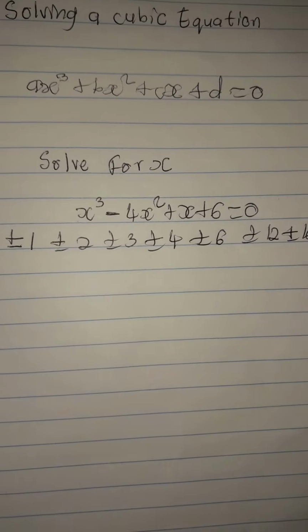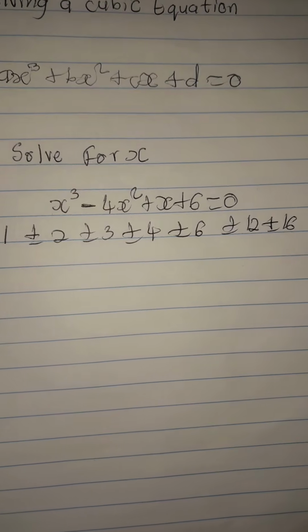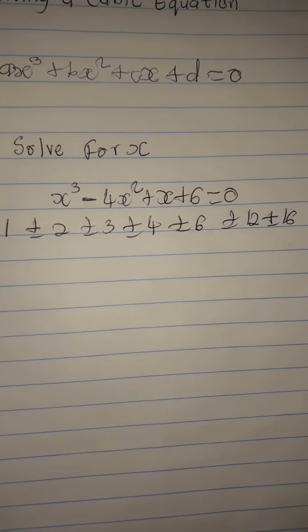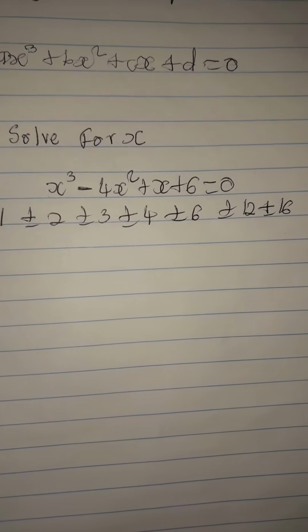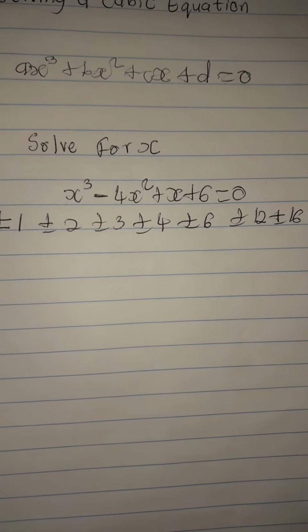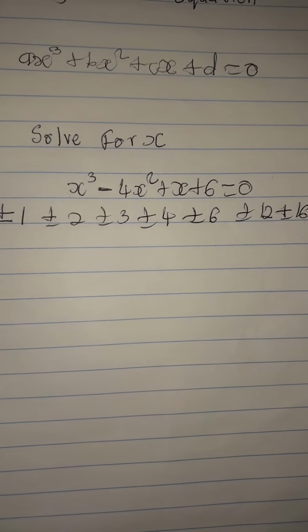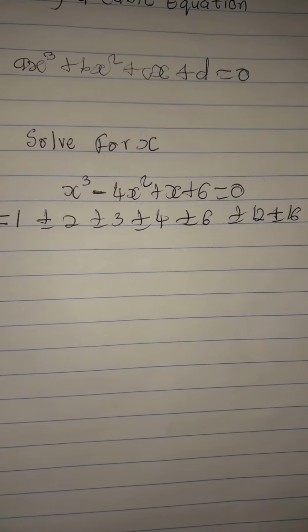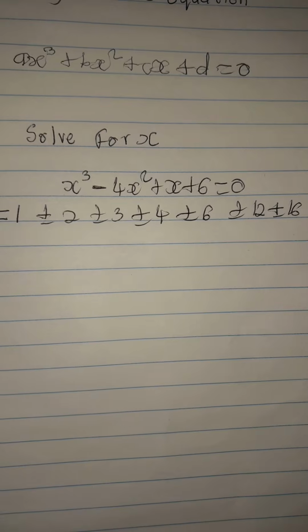Let's try 1. If we try 1 cubed minus 4 times 1 squared plus 1 plus 6, that doesn't give us 0, it gives us 4. Let's try putting now negative 1. Take your calculator there and put it, go with me. Place negative 1 where there is x. What are we getting? Let's see.